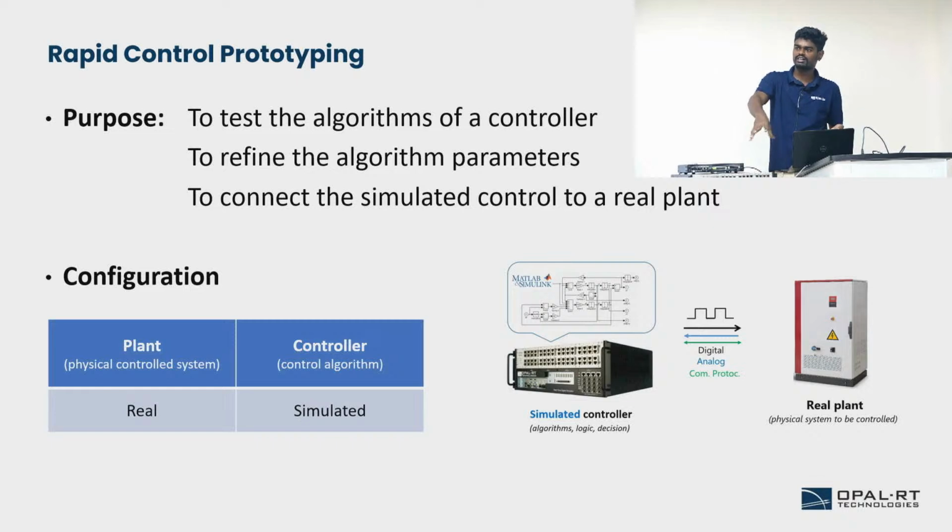Control for the inverter inside, and you'll have a real inverter and motor outside. So this stage of validation is called rapid control prototyping. This will help you to refine or fine tune your control algorithms when it gets connected to real equipment, right? So this is what RCP is.